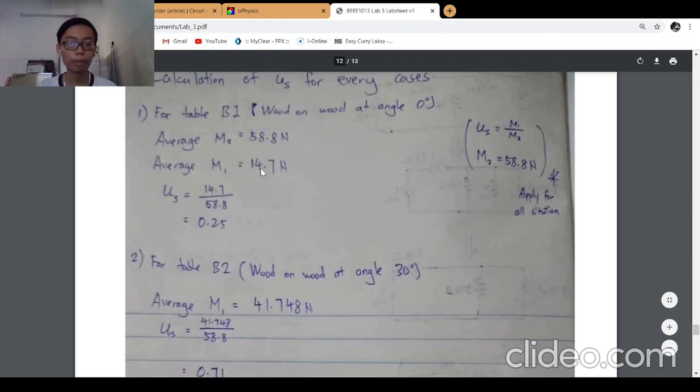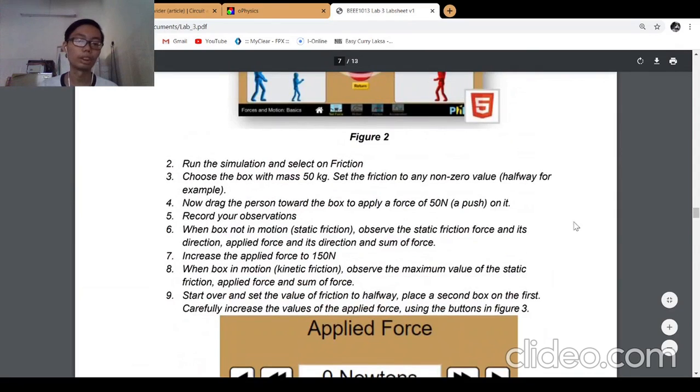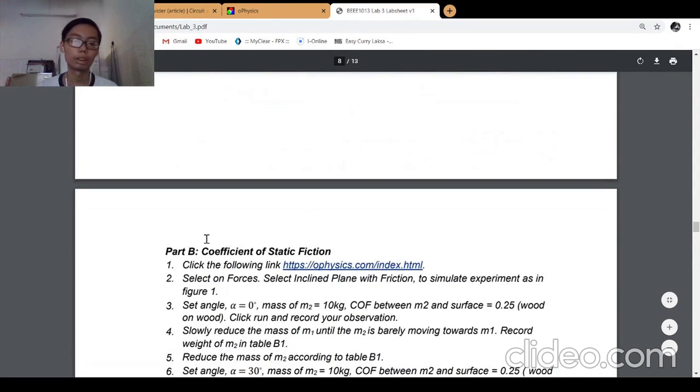Okay, M1 is 14.7, and this is the average result of the table before. This is for angle 0 degrees. Okay, so we get the static frictional force is 0.25. This is the maximum static frictional force, and then this is how we find the coefficient. Here, the coefficient of static friction.